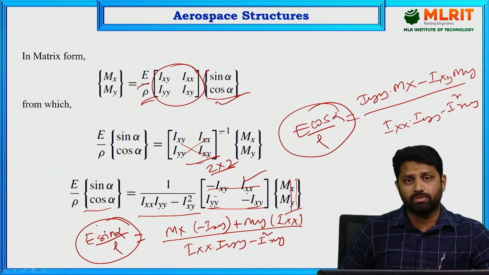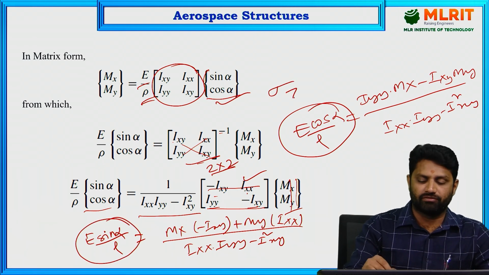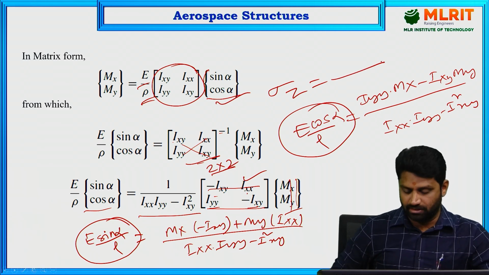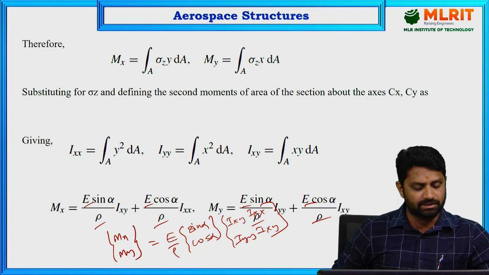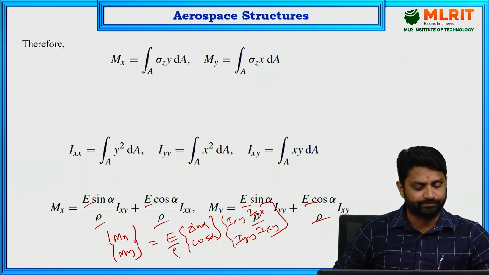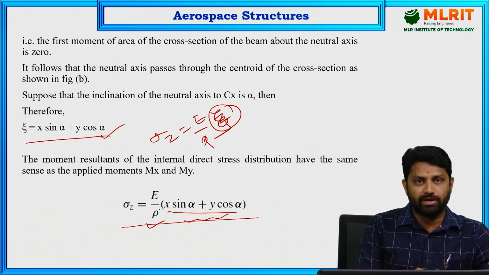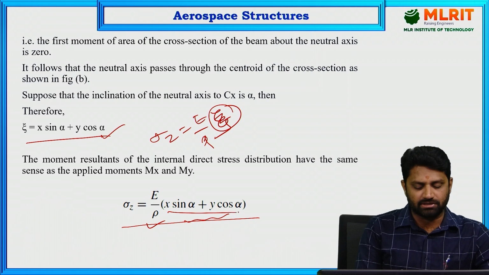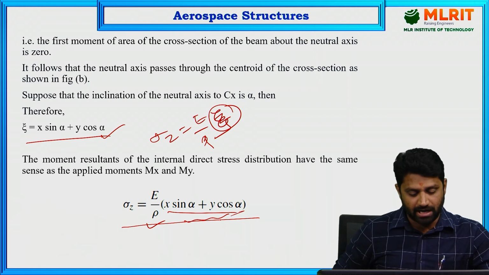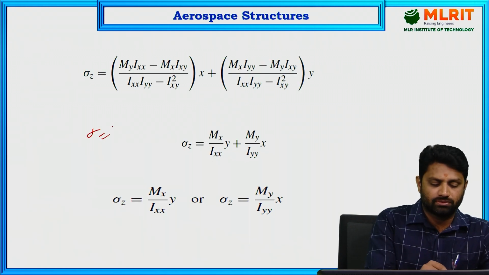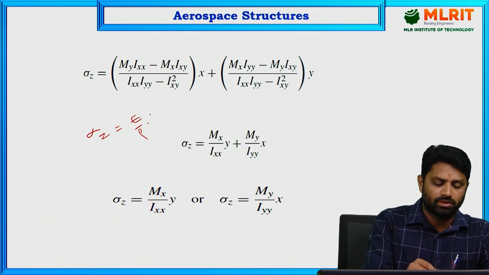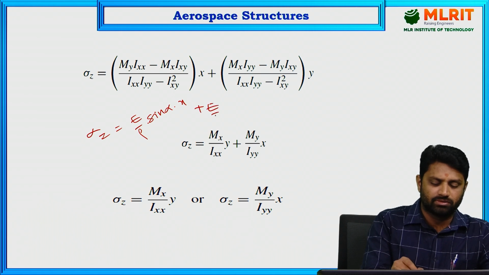Now let's go back and see what the formula is for the direct stress distribution sigma z. If you look at it, sigma z equals E by rho into (x sin alpha plus y cos alpha). So here we are going to add these. Sigma z equals E by rho sin alpha into x, I am writing separately, plus E by rho cos alpha into y.